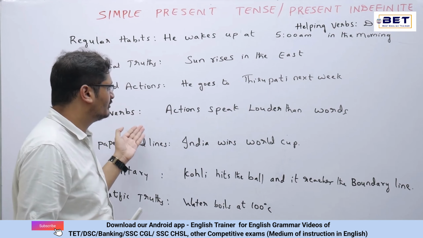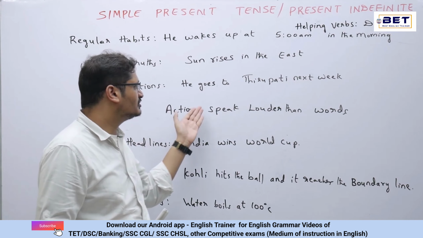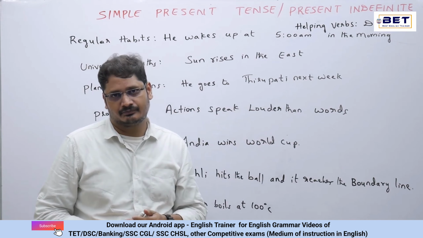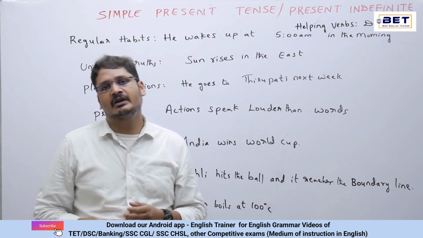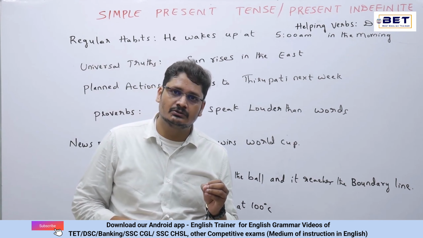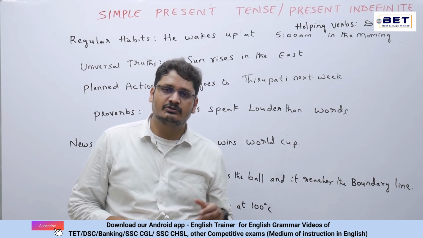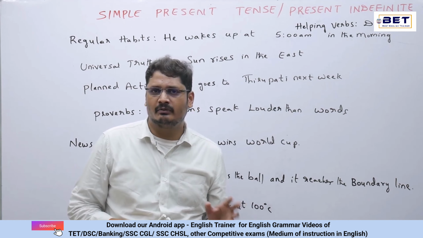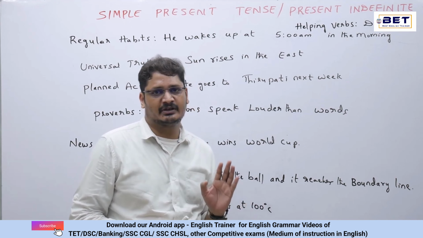Next, we have the proverbs. For example, I said, actions speak louder than words. Or for example, I said, early bird catches the worm. Now, this also can be any proverb. A proverb should be in the simple present tense only.